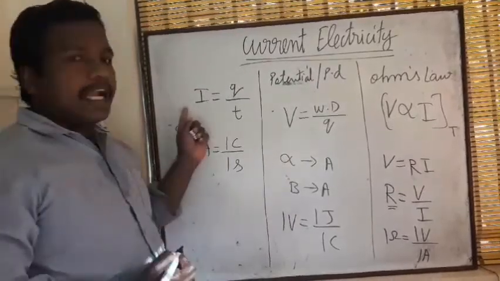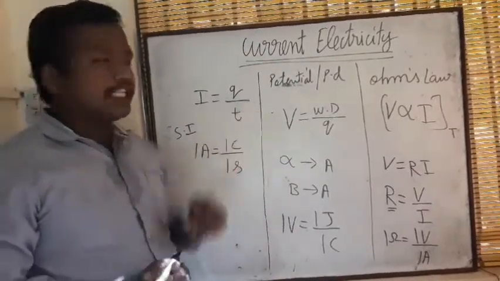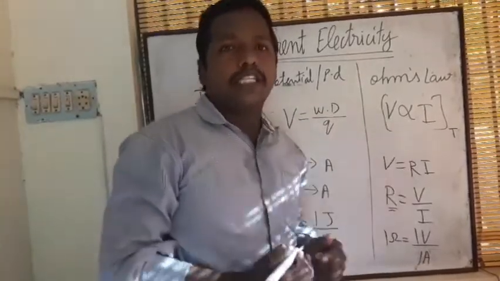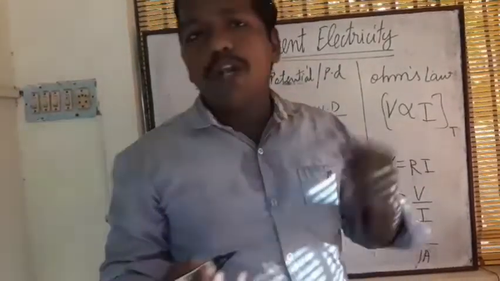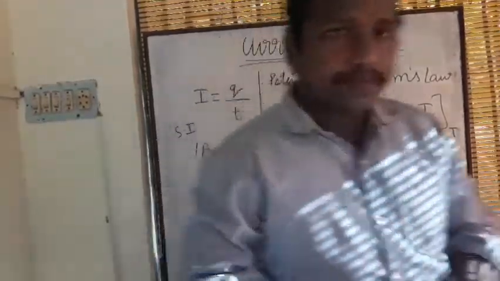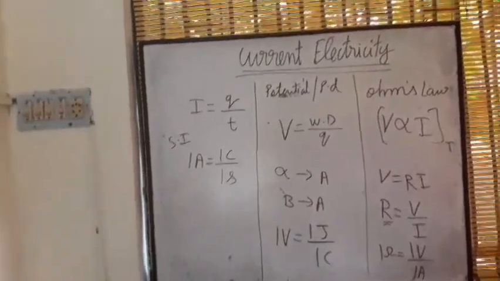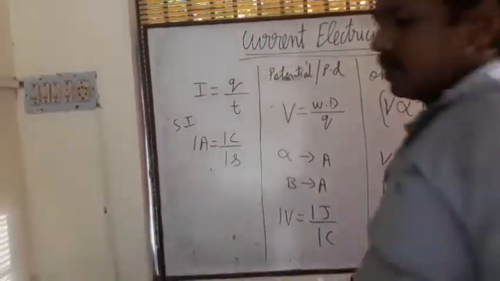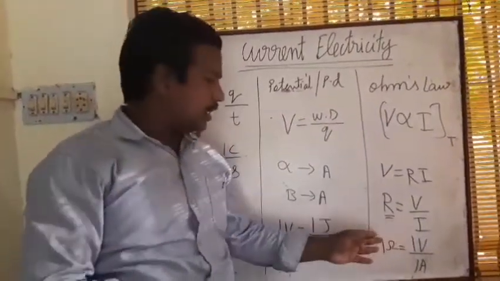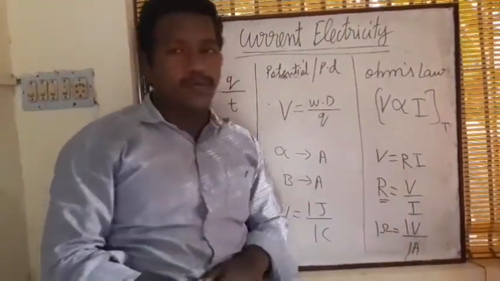Current is the rate of flow of charge, voltage is the work done per unit charge, and Ohm's law says voltage is directly proportional to the current. So from Ohm's law we got R is equal to V by I.